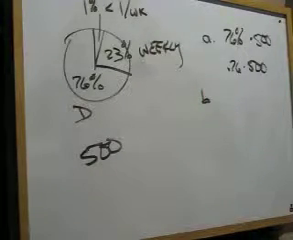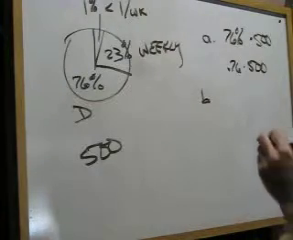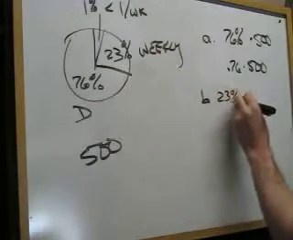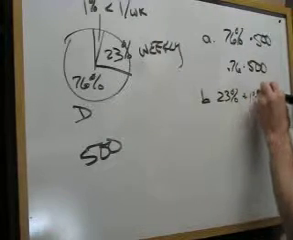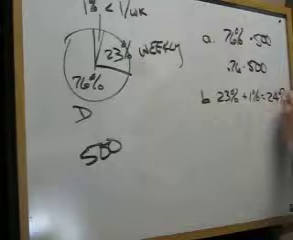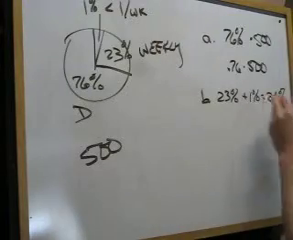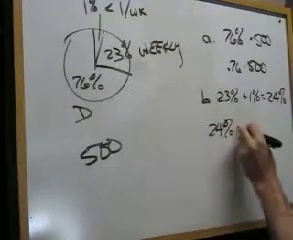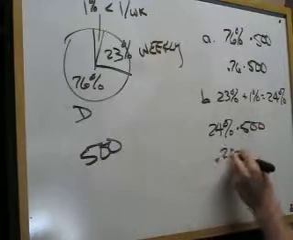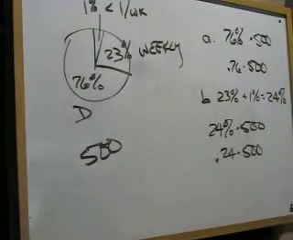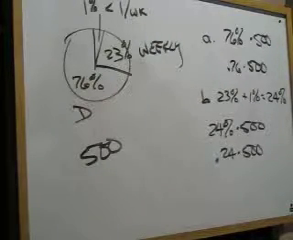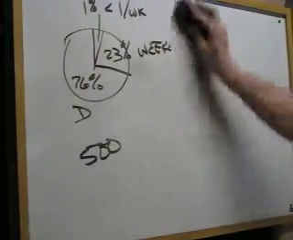B says, how many people check it once a week or less? Well, once a week is 23%. Less is 1%. So we're going to add those two together to find the total number of people that check it once a week or less. That total would be 24%. Do that times 500, or 0.24 times 500, would give me the total number of people, and in this case 120 check it weekly or less.